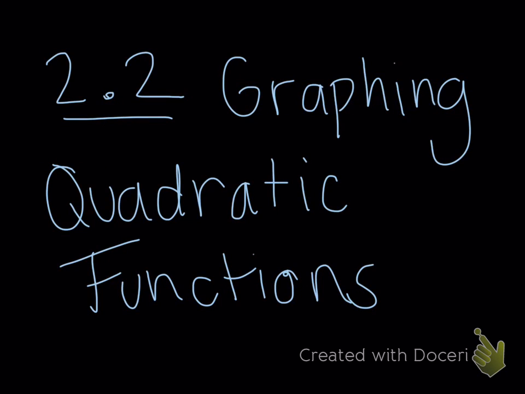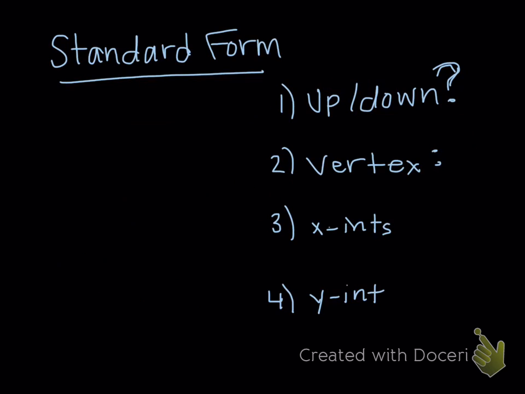Today we're doing section 2.2, graphing quadratic functions, and we're going to focus on graphing in standard form. So, standard form of a quadratic function looks like f of x equals, and remember that f of x could be a y, just depends, equals a times the quantity of x minus h squared plus k.